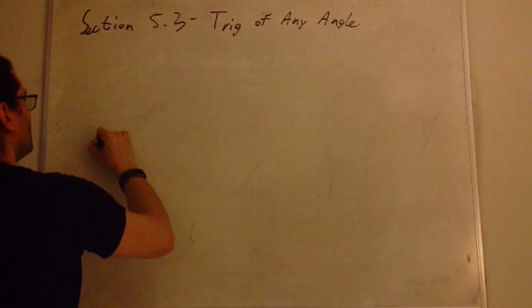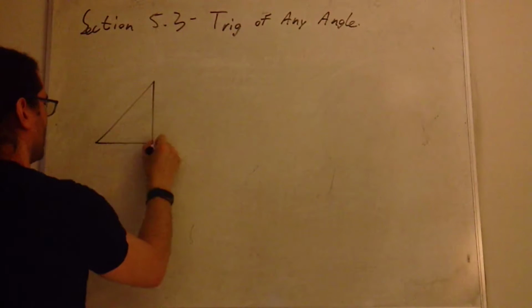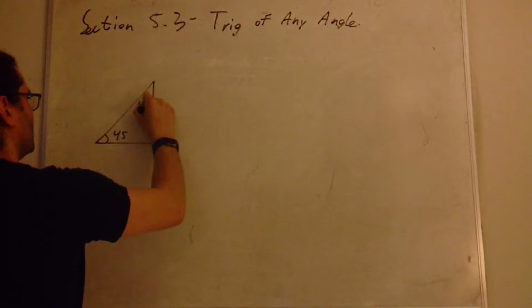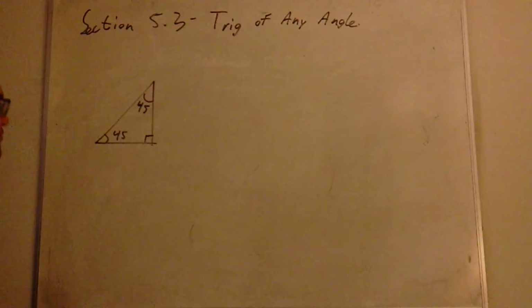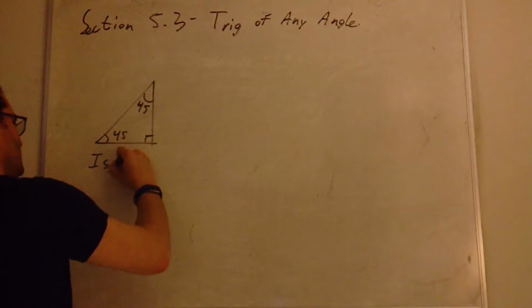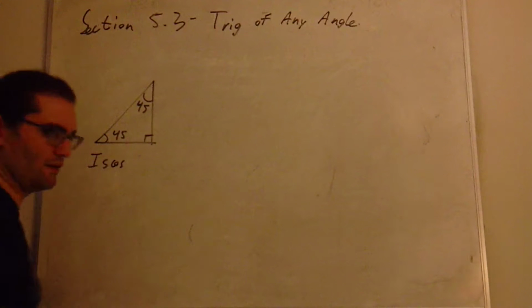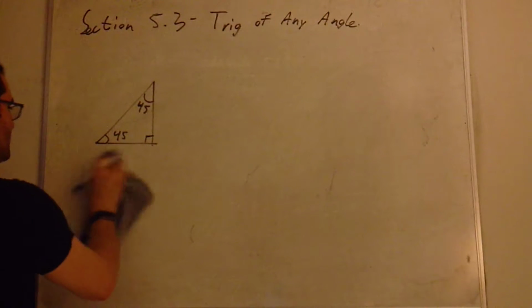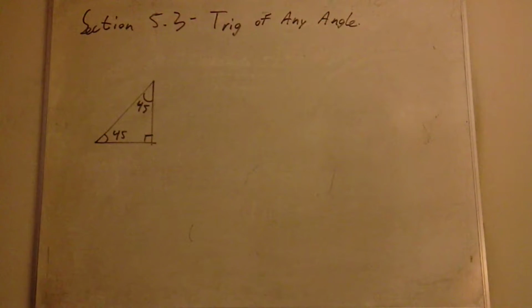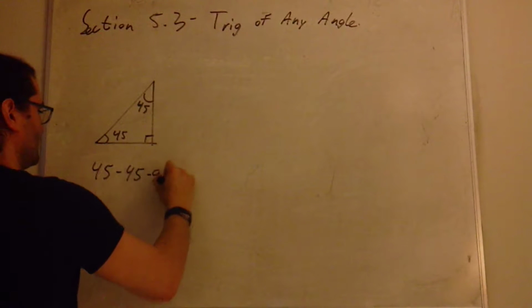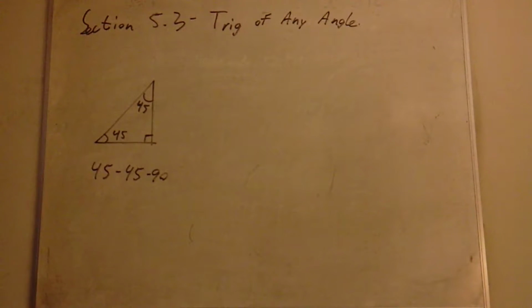These are the two really special triangles we're going to see a lot of in this section. This is a 45-45-90 right triangle, also known as an isosceles. Turns out I don't know how to spell isosceles. You'll have to trust me. This is an isosceles triangle. I'm going to write 45-45-90. There we go. This is a 45-45-90 right triangle.